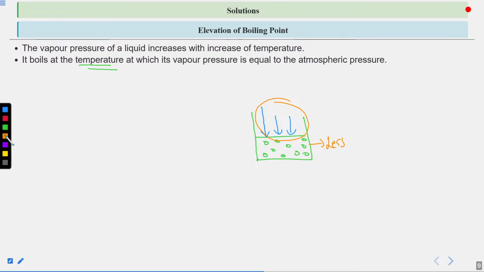But when you start heating this, what will happen? These molecules will gain kinetic energy. Their kinetic energy will increase to an extent where they will apply more pressure than the atmospheric pressure. At this point your molecules start converting into the vapor, and it is called the boiling point. I hope you are getting the picture of this boiling point. If you are clear about this, then you can clearly understand the reason behind elevation in the boiling point.